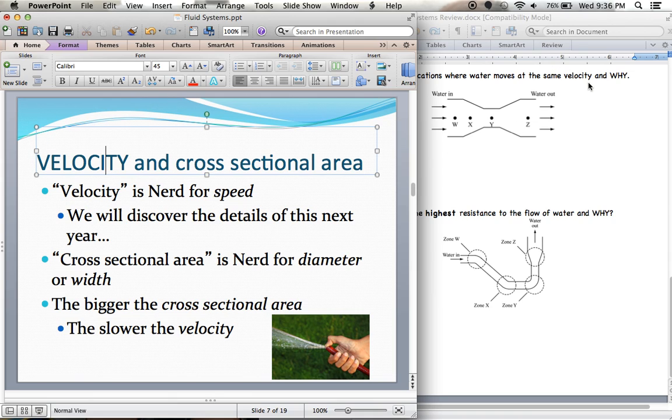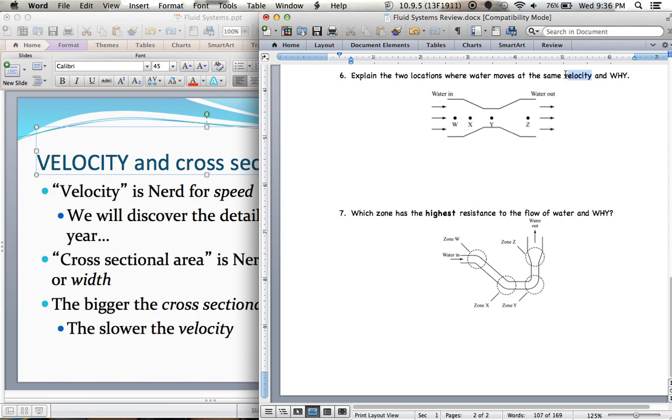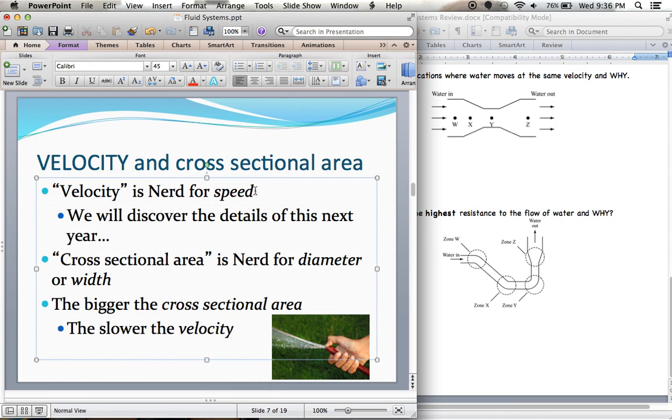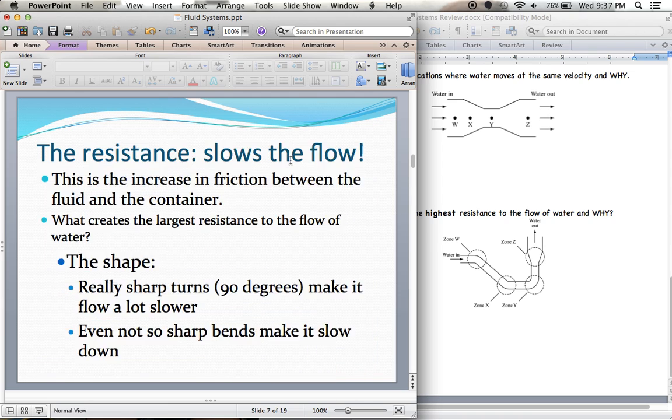Velocity, as you saw in your question over here, it asks you about velocity. That is nerd for the word speed. So every time you hear the word velocity, we're just talking about speed. We'll talk about this next year. We'll do velocity a lot. Cross-sectional area is nerd for diameter, which is how far across a pipe, or the width of a pipe, okay? Here is the point. The larger the cross-sectional area, so the larger pipe you have, the slower the velocity, okay? And that's what we need to take away from this. You will also have less resistance, I think.